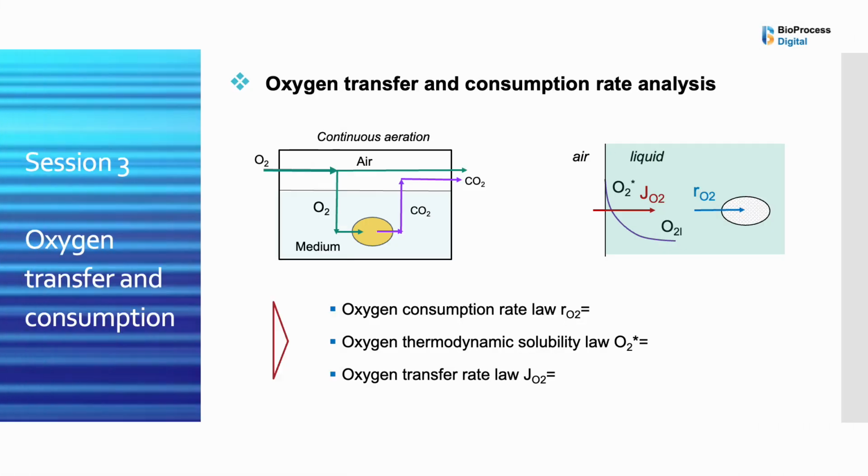In Session 3, you will explore the continuous aeration process in aerobic fermentations. You will analyze the kinetics of oxygen transfer, solubilization, and consumption within the fermenter, as these are critical factors that often limit fermentation performance. You will also identify the rate law for oxygen consumption by cells, the thermodynamic law governing oxygen solubility in the medium, and the kinetic law of oxygen transfer from the air phase to the liquid medium.